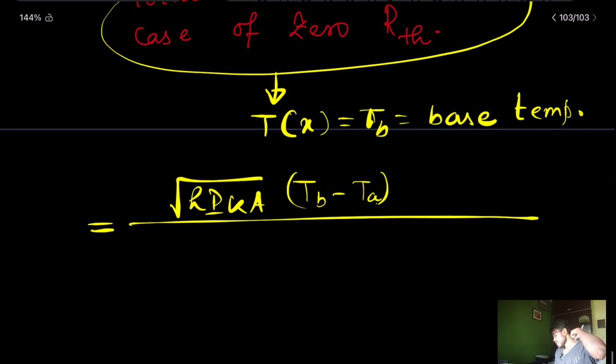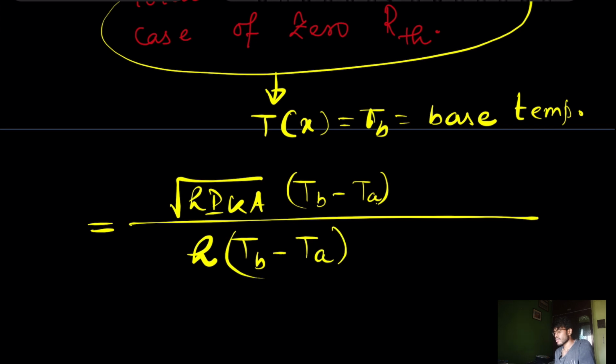Now if Tb is the total temperature, I mean everywhere on the fin surface the temperature is Tb, and we know that H is my heat transfer coefficient, so then that will be H into Tb minus Ta into A fin, right.